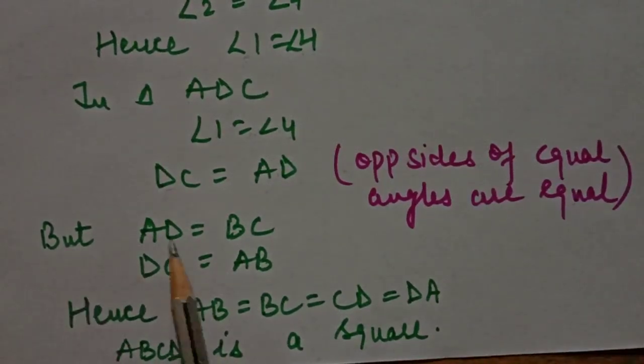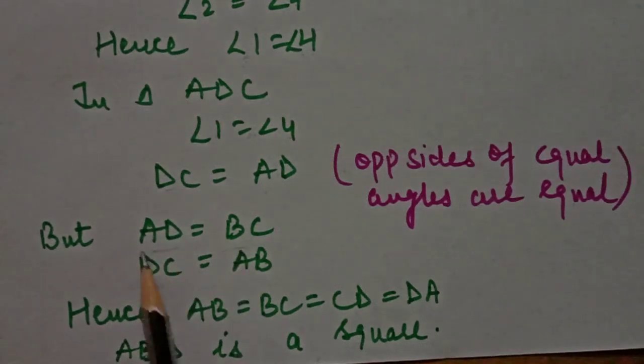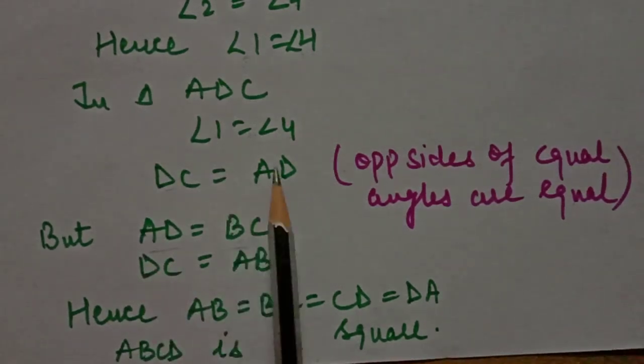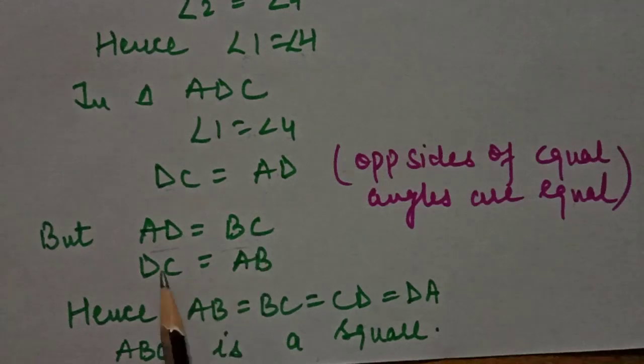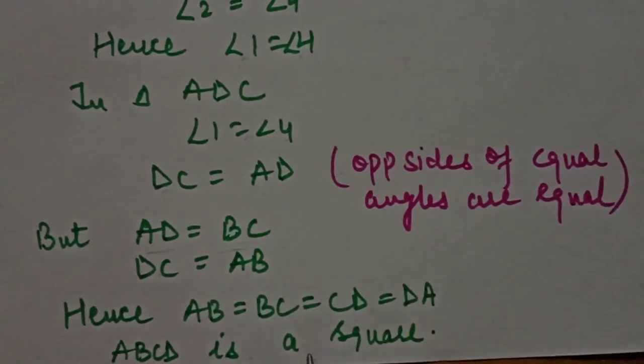Similarly, we can say AD is equal to BC, opposite sides of a parallelogram. But AD is equal to DC, so definitely DC and AB are also equal. Hence, we can say that all four sides are equal to each other. Hence, ABCD is a square.